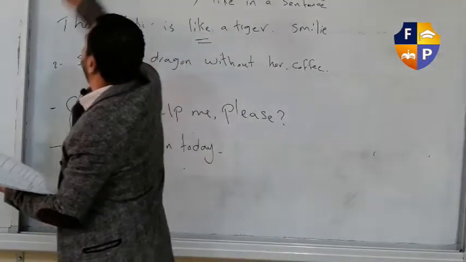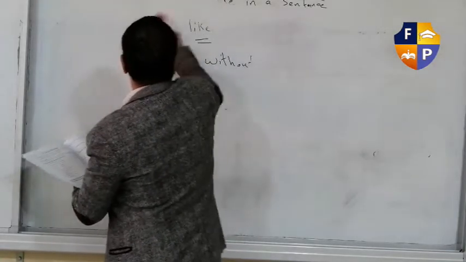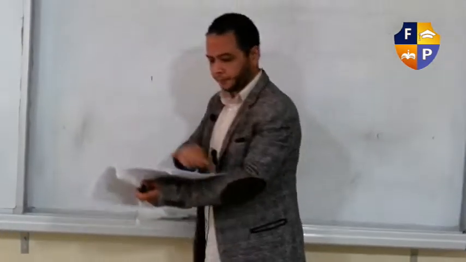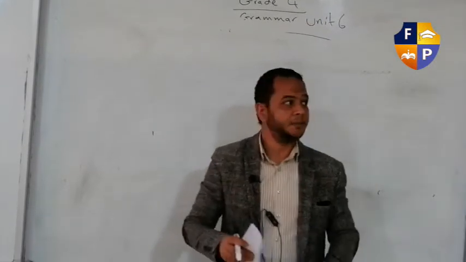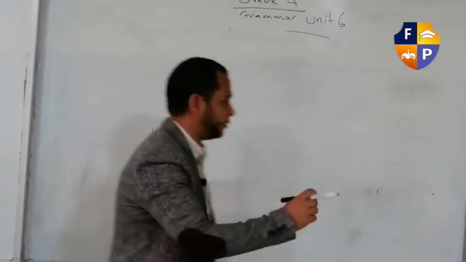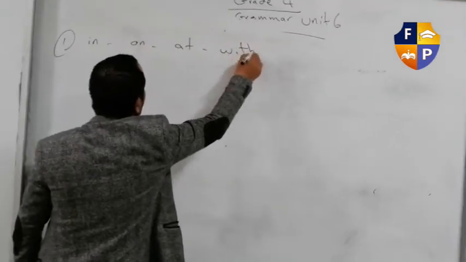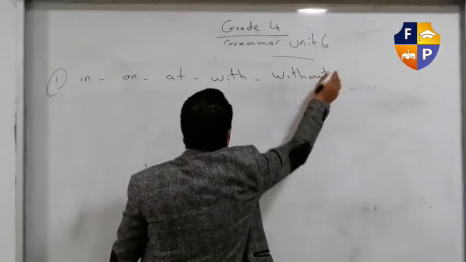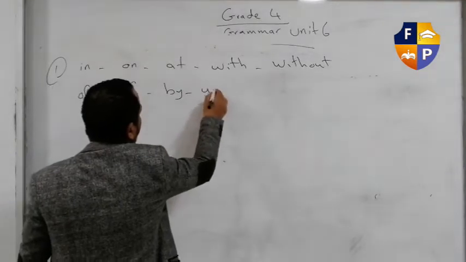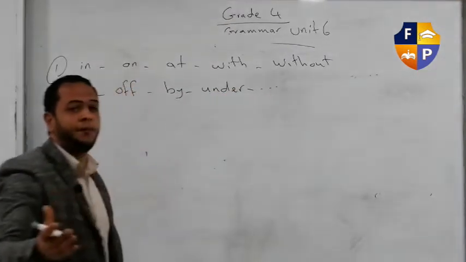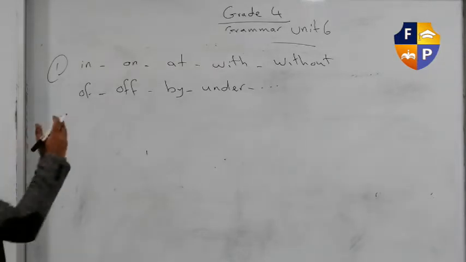Point number four. Prepositional phrase. Take care of prepositional phrase. In English, we have some prepositions. Number one, in, on, at, with, without, of, by, under, and so on. We have lots of prepositions in English. What's the meaning of prepositional phrase? Any phrase starts with one of these prepositions.